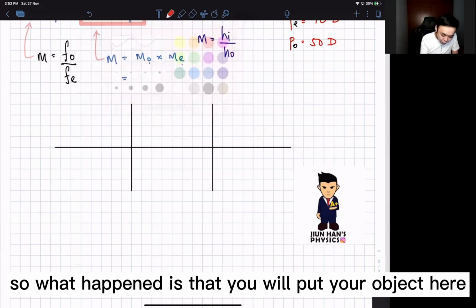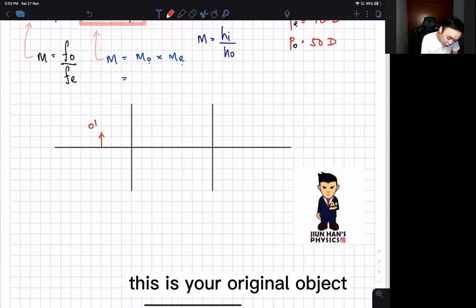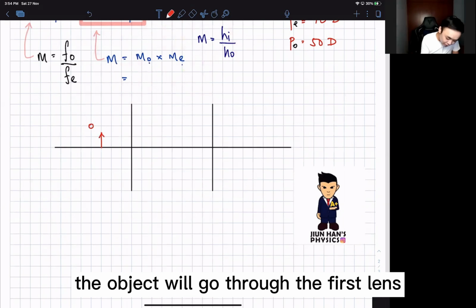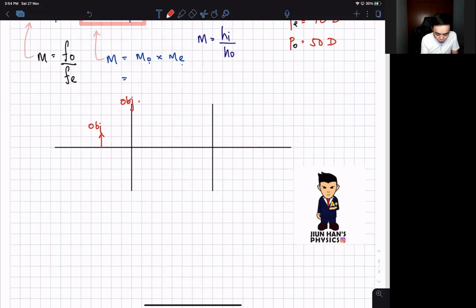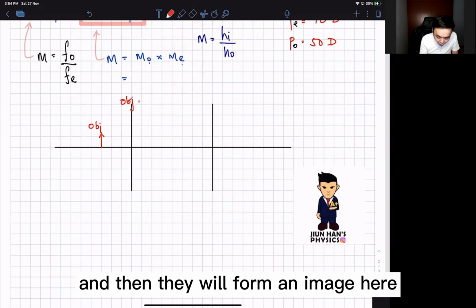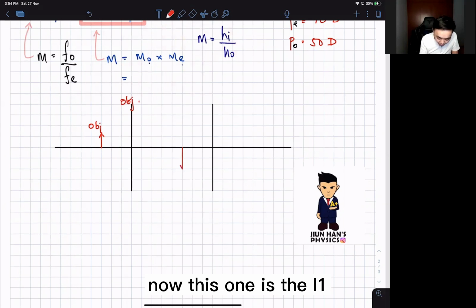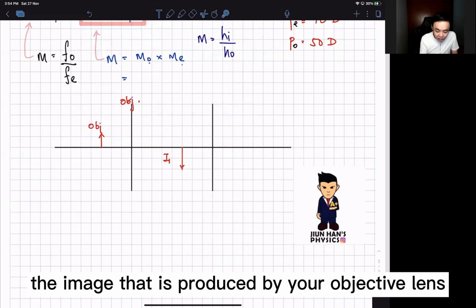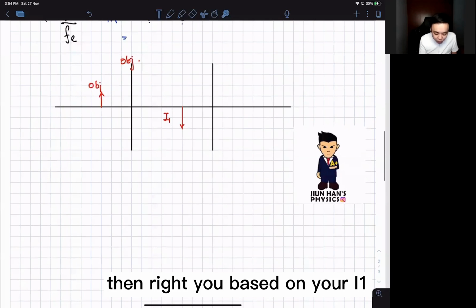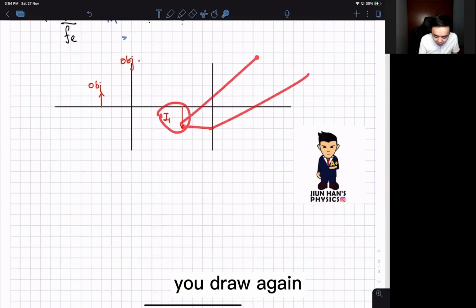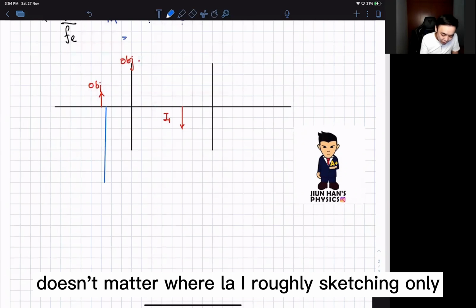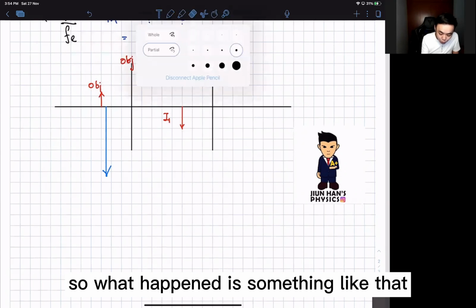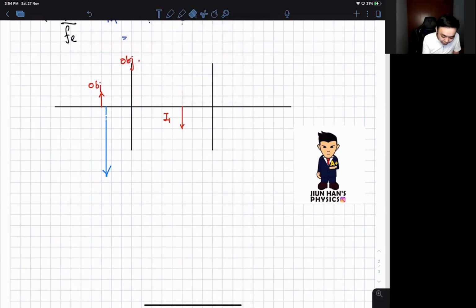So what happens is you put your object here. This is your original object. The object goes through the first lens, which is your objective lens. You draw, and then they form an image here. This one is I1, the image produced by your objective lens. Then, based on your I1, you draw again to form your I2. It doesn't matter where, I'm roughly sketching only. So what happens is something like that.